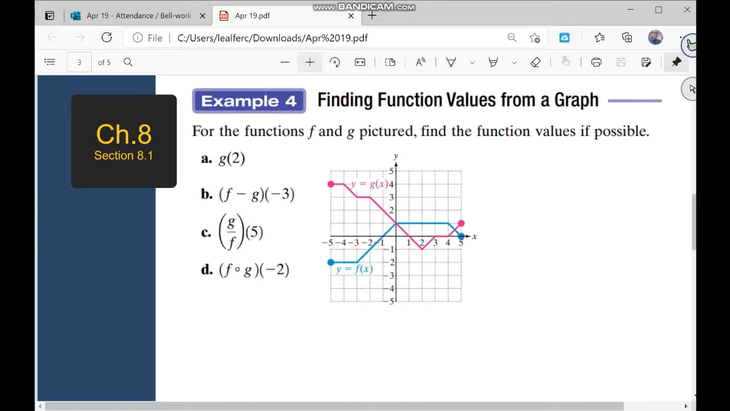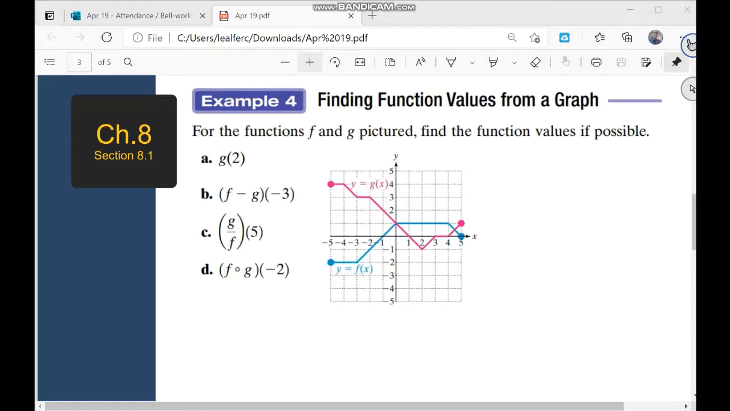What do you think? You just need to read here, and you will find out. The pink is the function G, and the blue is the function F, right?